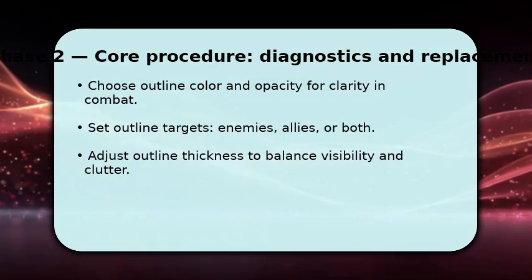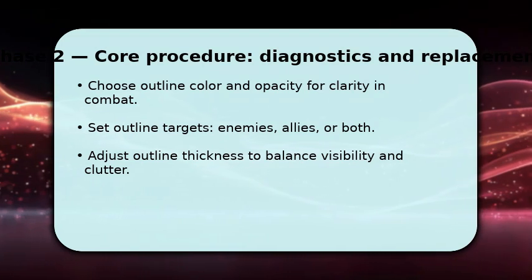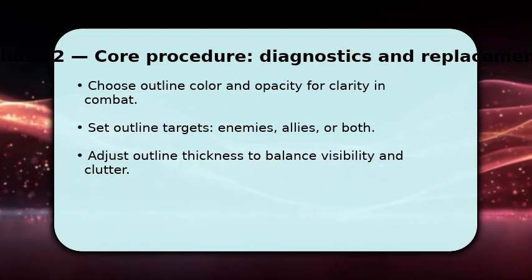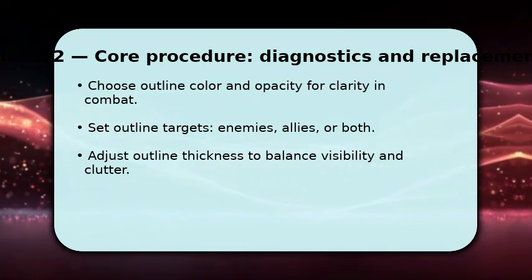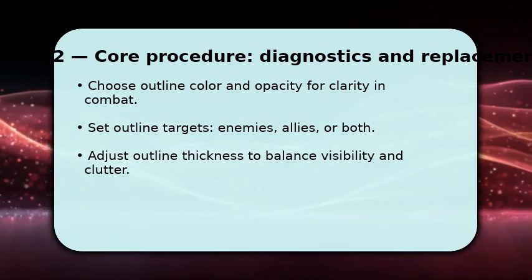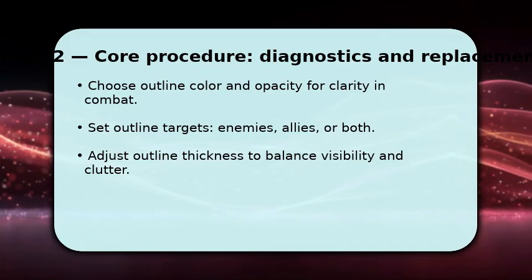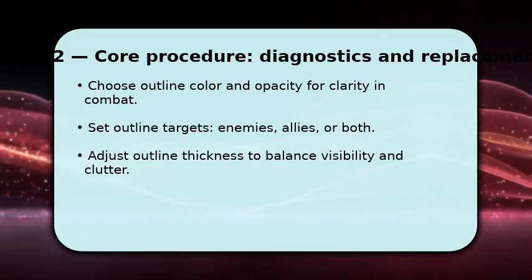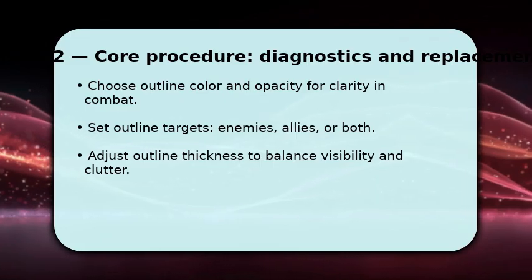Once the outline toggle is on, you now configure how it looks and who it affects. Pick a color and opacity that stands out against maps. Bright colors and higher opacity improve visibility. You then choose targets. Enemies only, allies only, or both. Select what helps your situational awareness.